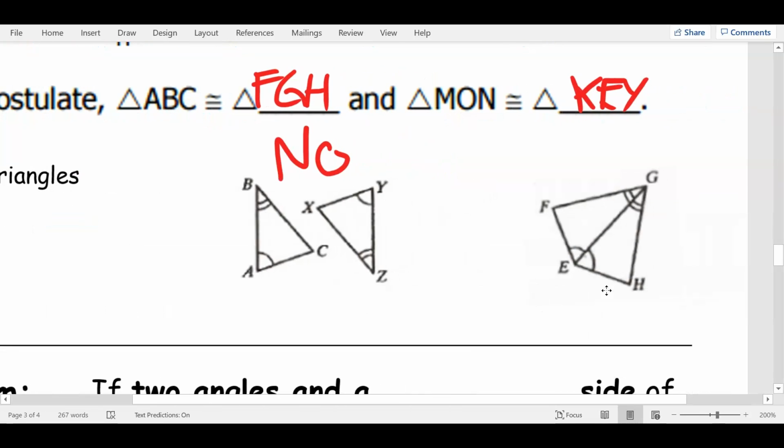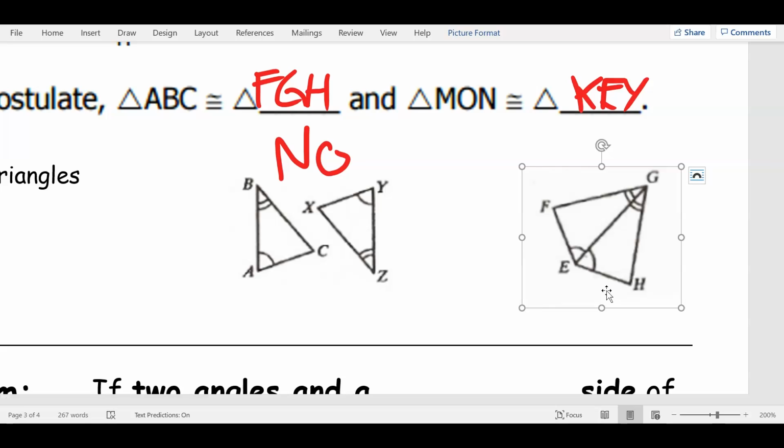What do I need to label when triangles are touching? You got to put the tick mark. You see how important that is? Like you wouldn't get this one right otherwise.